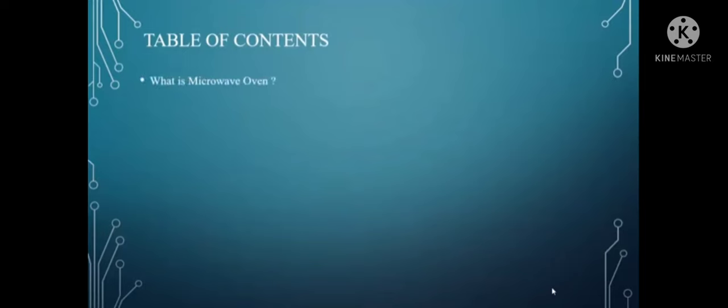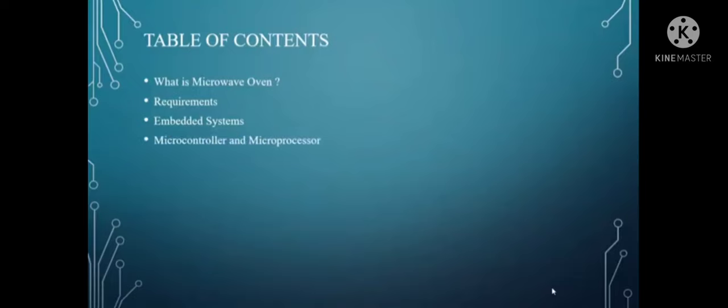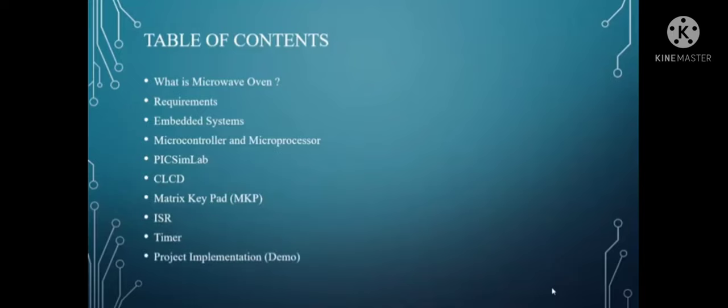First, what is a microwave oven? And we are going to see what modes we are going to use in this project, and what the requirements for this project are. And what is an embedded system, which is most important for this project? What is a microcontroller and microprocessor? And the PICSIM Lab, which is a development board we are going to use for this project. And CLCD, matrix keypad, ISR, timer. And finally, we are going to see the demo of the project implementation.